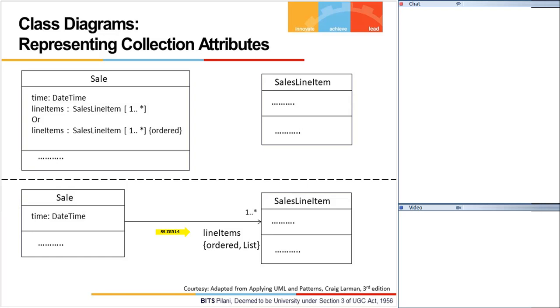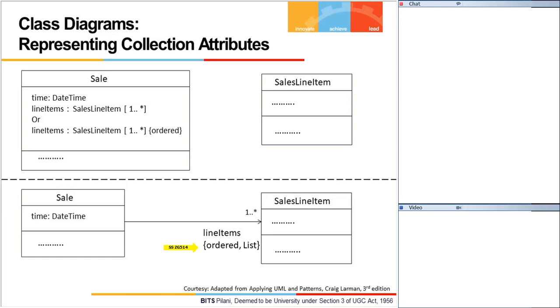The line items is the name of the object, which is of type sales line item, and there is an association between sales and sales line items. The multiplicity is 1 to star, right? And it's ordered and it's a list, right? So you use the keyword list to specify it's a collection, and you use the keyword ordered to specify that it's an ordered list, right? At times it might not be an ordered list, so you can omit the word ordered and only specify that it's a list, right?